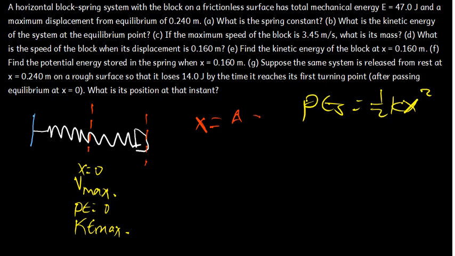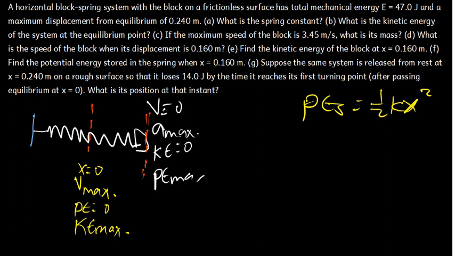When x becomes the maximum, this x is the same as A. At this point, we expect the velocity to be 0 because it is not released yet. So the velocity is 0, but we expect to have the maximum acceleration at that particular point. If the velocity is 0, we don't expect to have kinetic energy, so kinetic energy at that point is 0. Since we have the x, we expect to have potential energy at its maximum position.